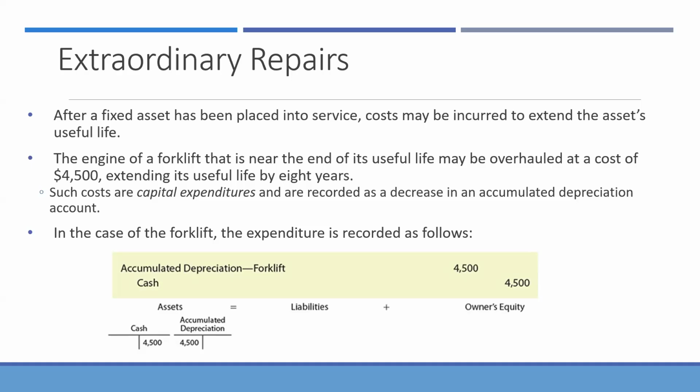And in the case of the forklift, the expenditure is recorded as follows. It's a debit to accumulated depreciation and a credit to cash. Think about this as now our depreciable base has once again grown.